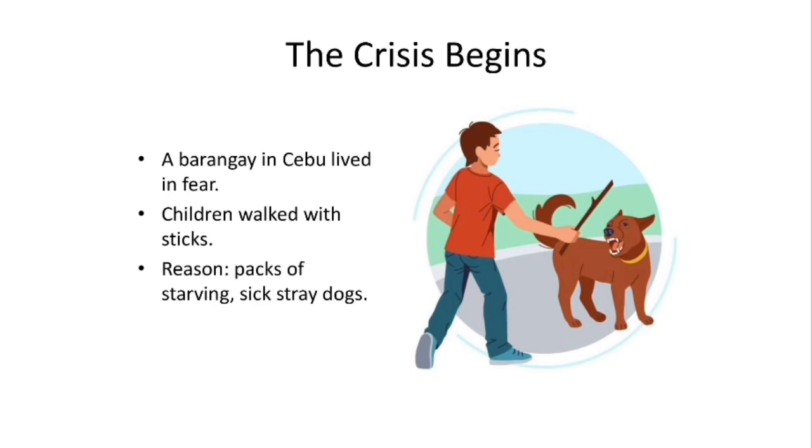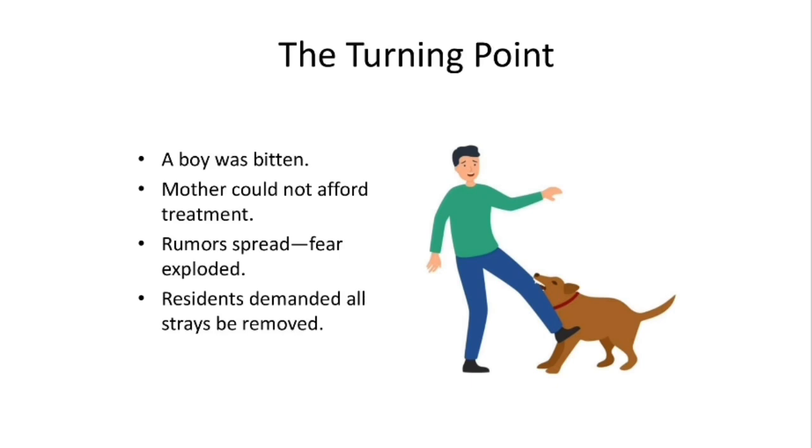So, stray dogs are the problem. They were once harmless, but they started to form packs. Some were starving, some were full of skin disease, some became territorial. And then it worsened, it escalated. A boy was bitten while walking very close to a garbage area. His mother, or parents, couldn't afford treatment.